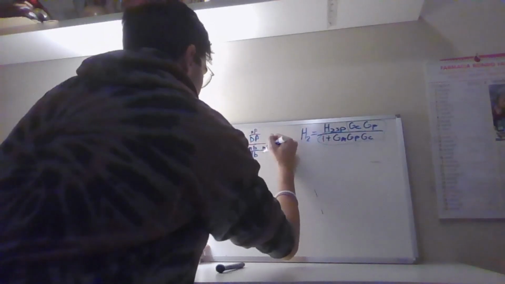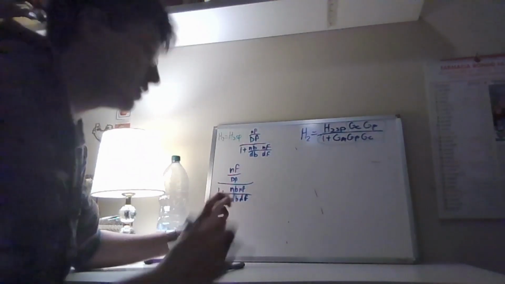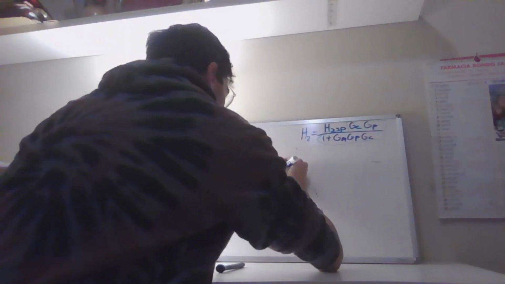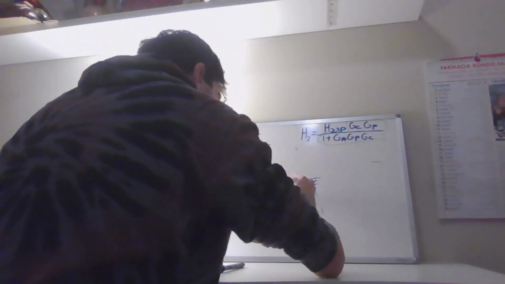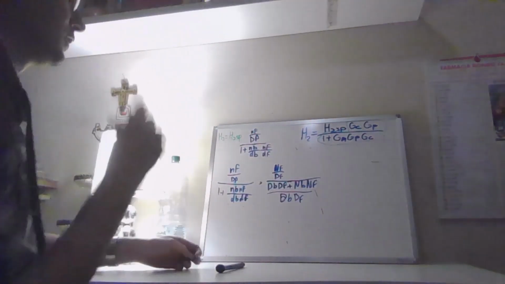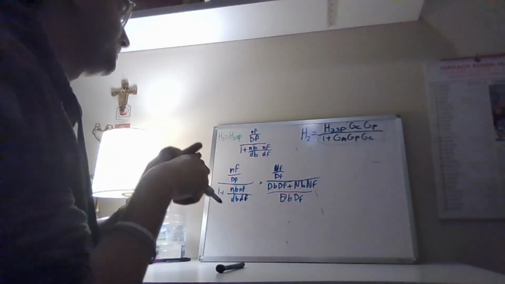We have NF and DF. Okay, we multiply this out, so we know what to multiply this one by, so that this becomes NF over DF all over dB multiplied by dF plus NB/NF. That is divided by dB/dF. So now we can multiply this out and simplify even more.